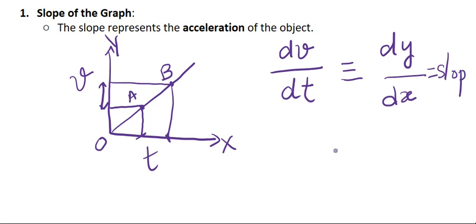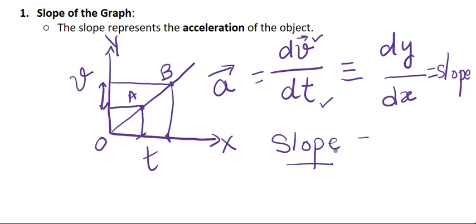So in this graph, the velocity time graph, this slope is basically the ratio between the change in velocity of the object in a given time interval. And by definition, this ratio is the acceleration of that object. As velocity is a vector quantity and time is a scalar quantity, the acceleration is also a vector quantity. So in other words, we can say that the slope of the velocity time graph represents the acceleration of the object. So the slope is equivalent to acceleration.